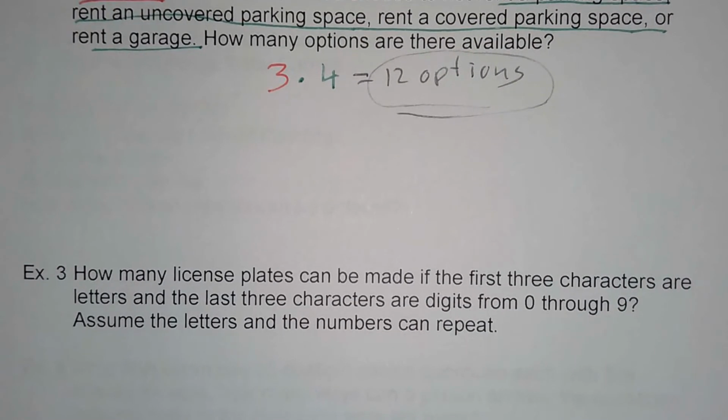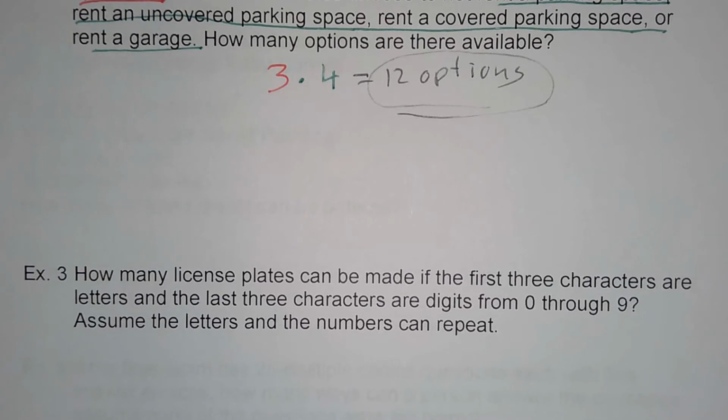How many license plates can be made if the first three characters are letters and the last three characters are digits from 0 through 9? So if you think about that, this is just kind of an extension of the fundamental counting principle. So let's go back to our handout and see how that would work.